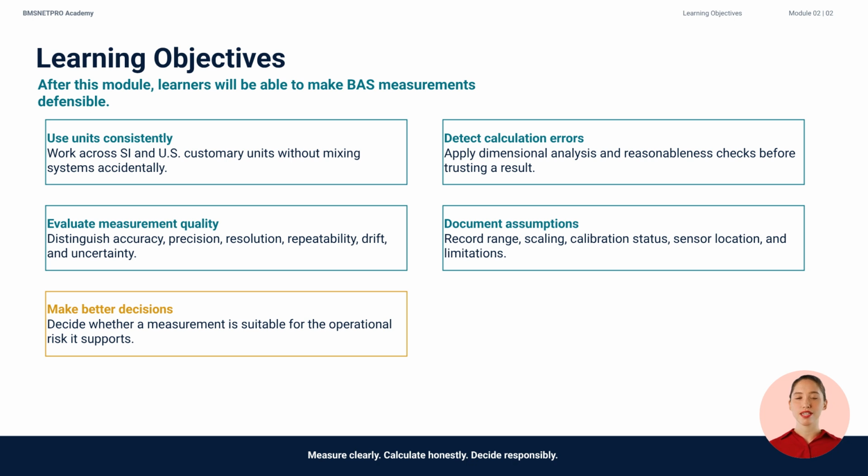In this module, we are not trying to memorize every possible conversion. We are building a professional habit. Every engineering value must carry a unit, a range, an accuracy, and an intended purpose. By the end, learners should be able to look at a BAS point and ask, what is the unit? Is the scaling correct? Is the sensor appropriate? Is this value accurate enough for the decision I am making?